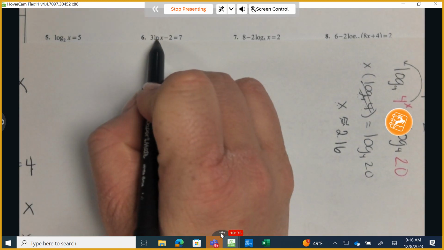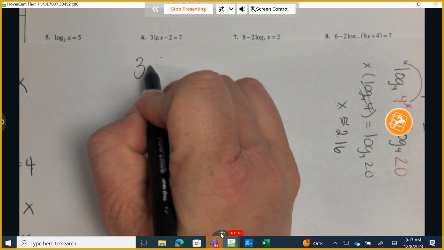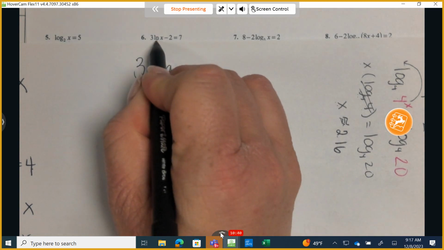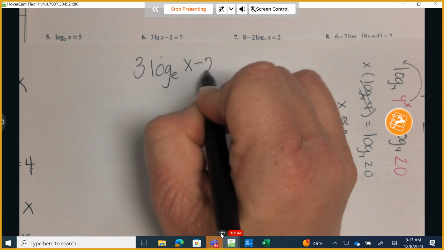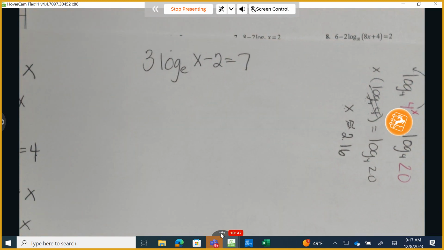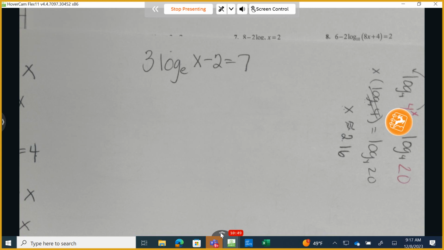I'm going to rewrite ln as log base e, so there's less confusion initially. Log base e and ln are interchangeable.